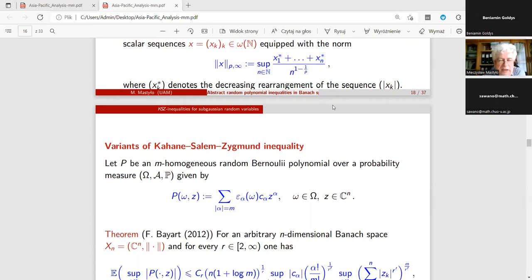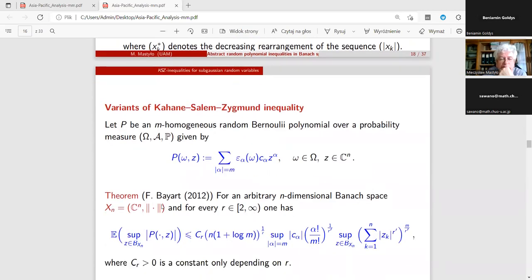So now, how do we apply those results to concrete situations? As I told you, I will mention only one variant, proved by Bayart in 2012, where he used the machinery from stochastic processes. By the way, after that, with my former PhD students, we also used entropy numbers to get variants of this kind of inequalities, where instead of one norm you have a stronger norm. But let me concentrate on this example. This is the situation where we have an inhomogeneous random polynomial. So we have a probability measure space.